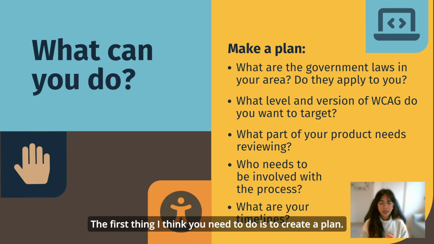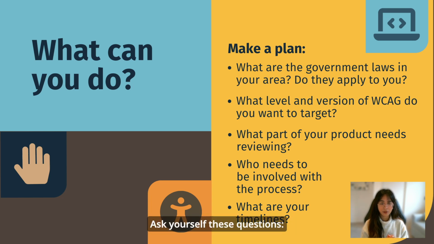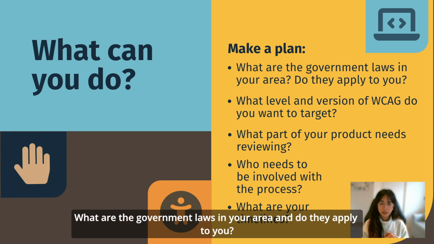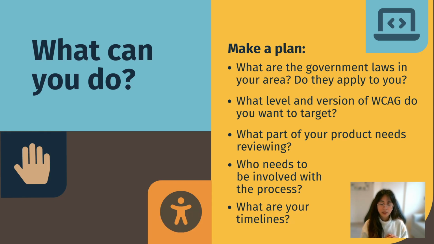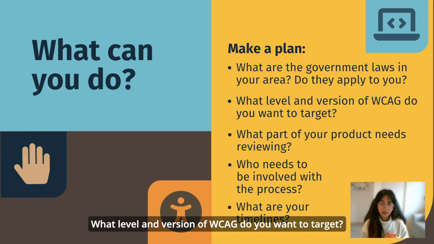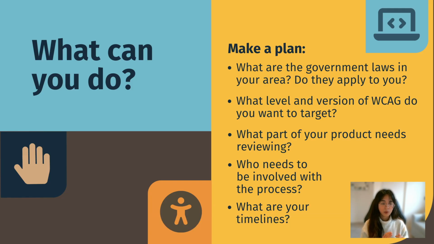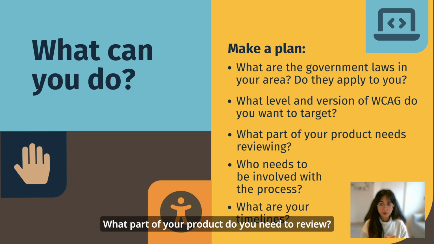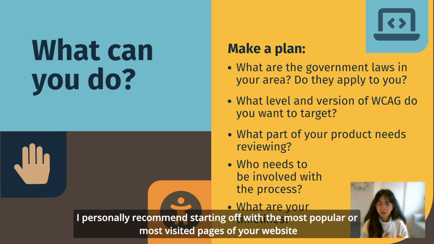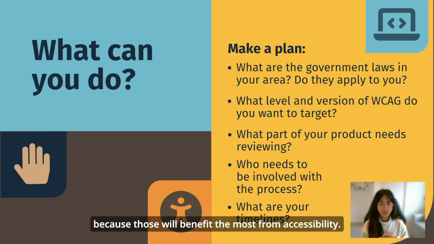The first thing I think you need to do is to create a plan. So ask yourself these questions. What are the government laws in your area and do they apply to you? What level and version of WCAG do you want to target? What part of your product do you need to review? I personally recommend starting off with the most popular or most visited pages of your website, because those will benefit the most from accessibility.